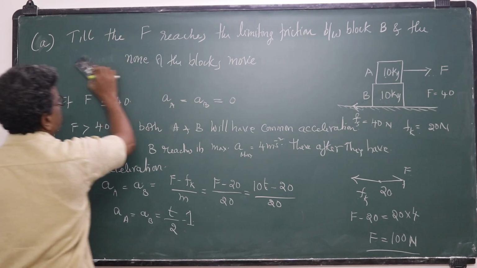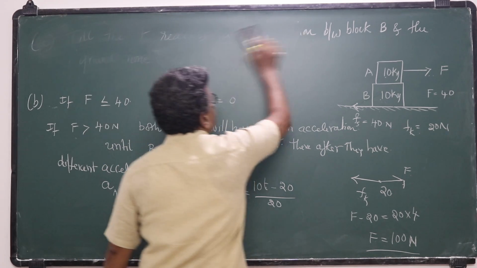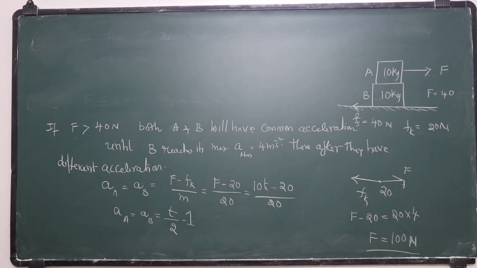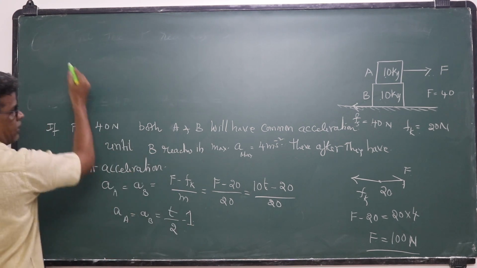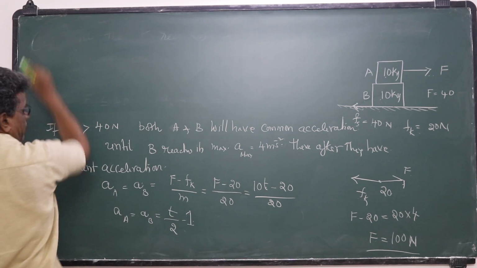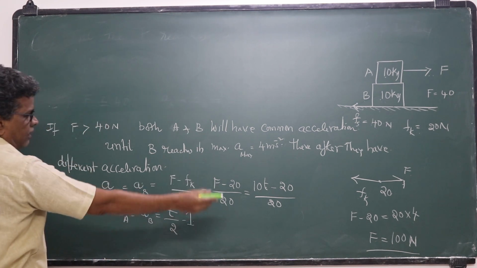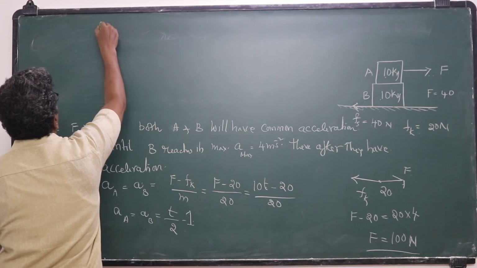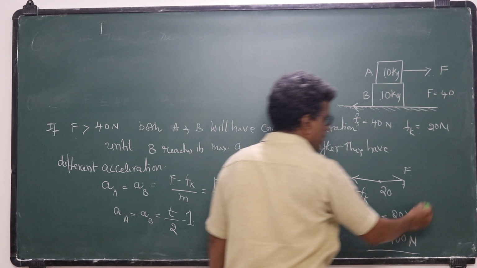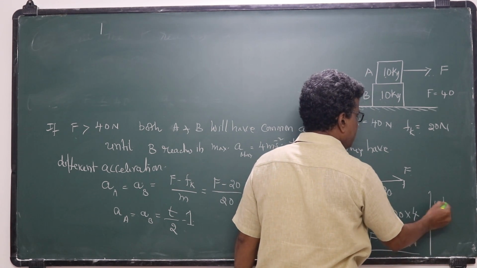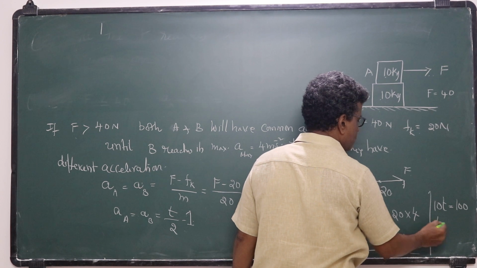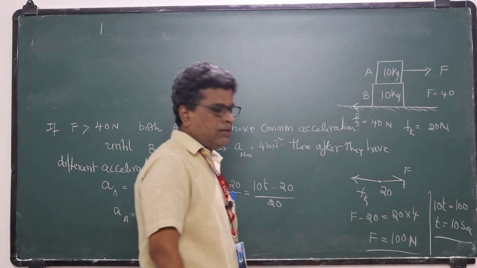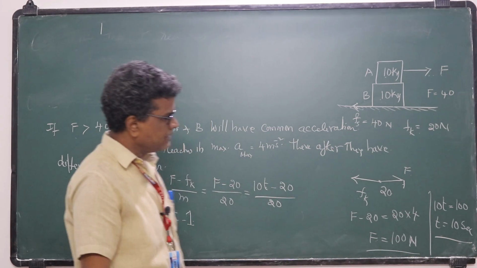Okay, I will take this space once again. Now, until F is equal to 100, how much time will it take? F is given as 10t. 10t is equal to 100, so t is equal to 10 seconds. To reach this force value of 100 newtons, it will take 10 seconds.